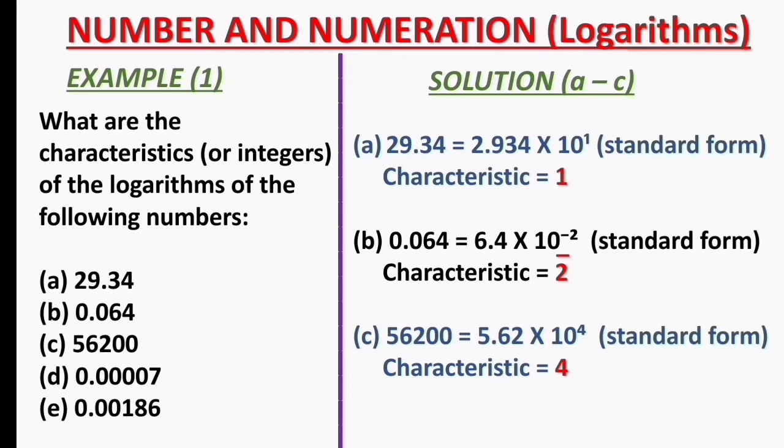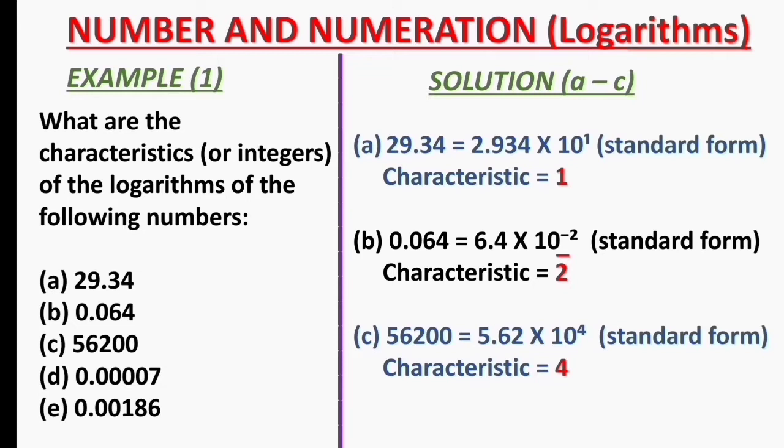For question A, the number is 29.34. Writing this number in standard form is 2.934 times 10 raised to power 1. The characteristic is the power of 10, which is 1. In the same vein, question B, the number is 0.064. Writing this number in standard form, we have 6.4 times 10 raised to power minus 2. The power of 10 is the characteristic, which is bar 2. Also in question C, the number is 56,200. Writing this number in standard form, we have 5.62 times 10 raised to power 4. The power of 10 is the characteristic, which is 4.